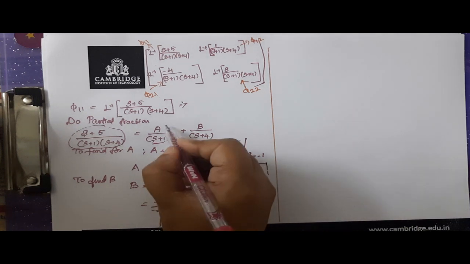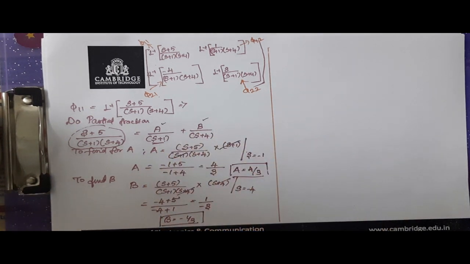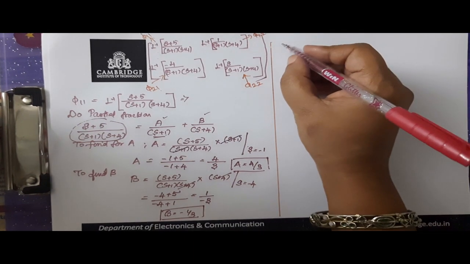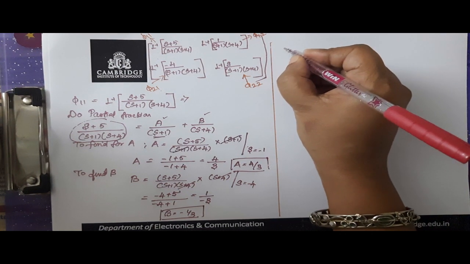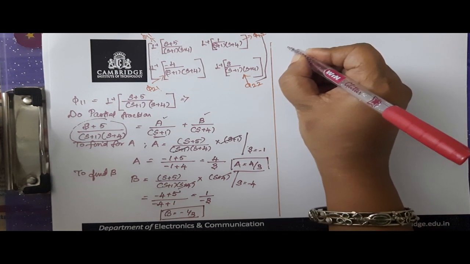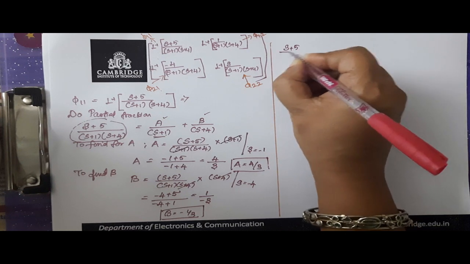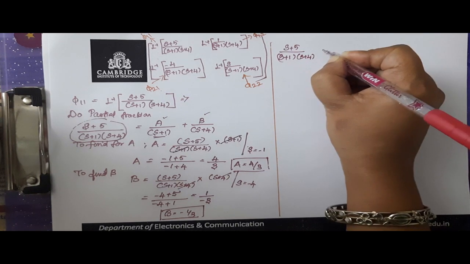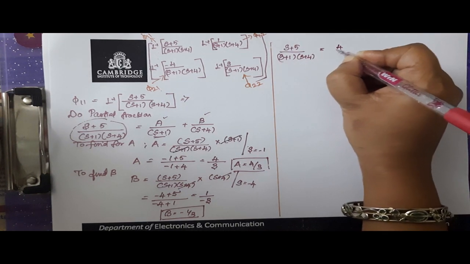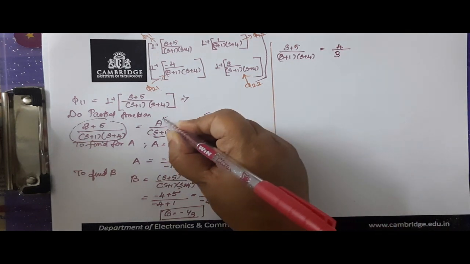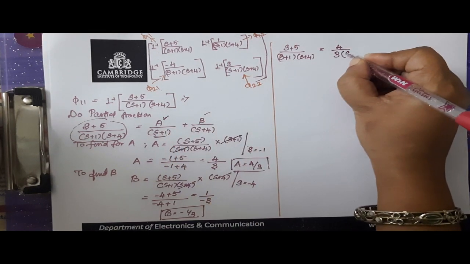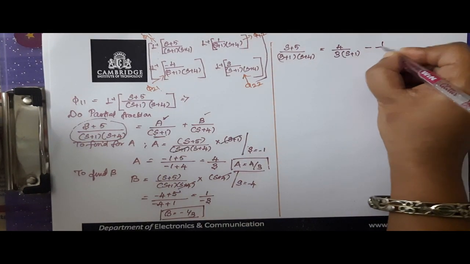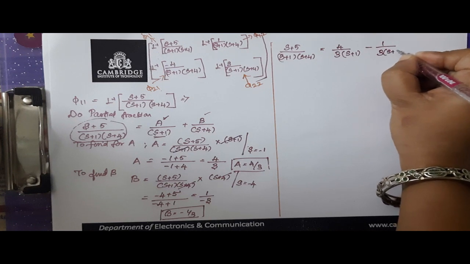So let us substitute for A and B in this expression. So now (s plus 5) divided by (s plus 1) into (s plus 4) can be written as 4 by 3, substituting for A here, A is 4 by 3, 4 by 3 into (s plus 1), minus, B is minus 1 by 3, so minus 1 by 3 into (s plus 4).